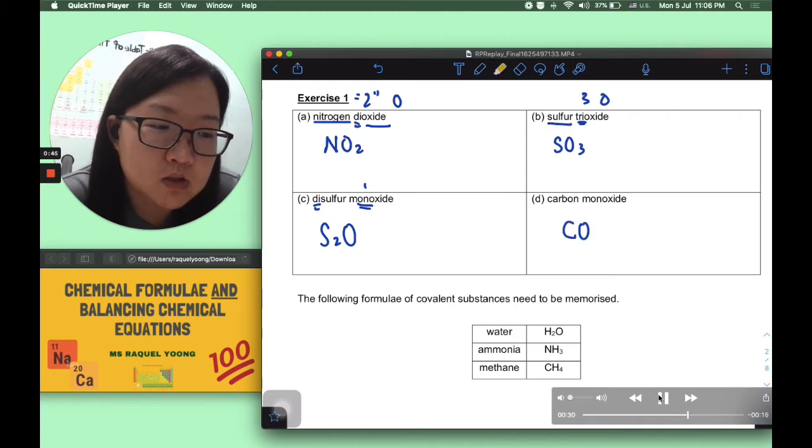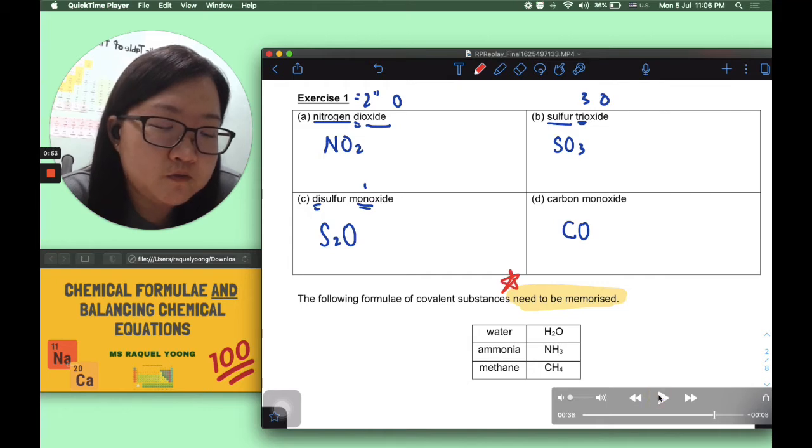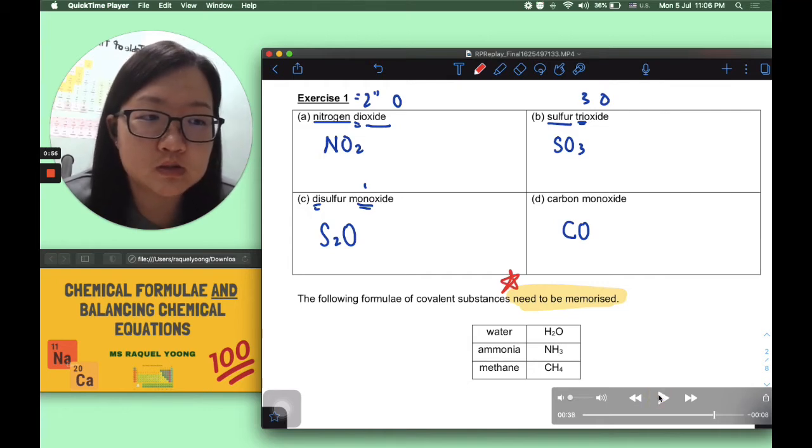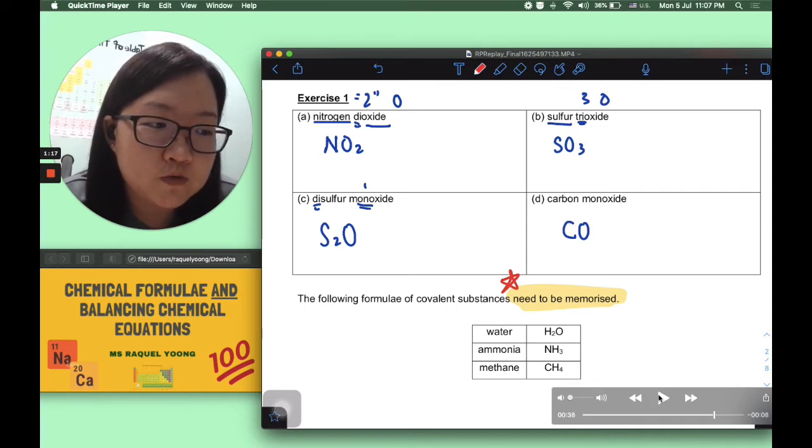Okay, so quite easy. Just take note of this part at the bottom here. Even though we say that chemical formulas for simple covalent substances, generally we can figure out based on their naming, there are 3 formulas of covalent substances that need to be memorized in your syllabus. These are compounds that we have seen many times already. So this is just a reminder. First one we have water, which is H2O, ammonia, NH3, and finally methane, CH4. Okay, so this one you need to memorize.